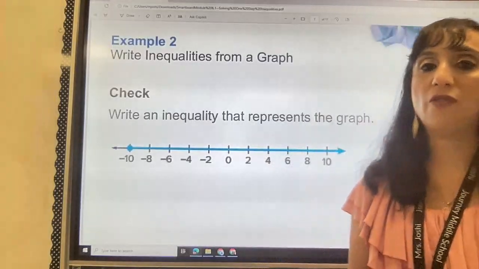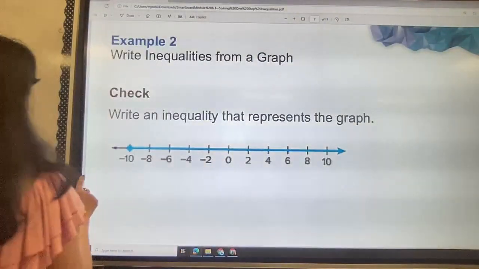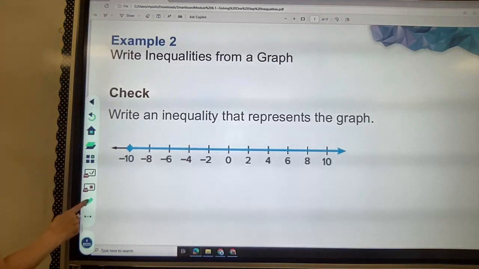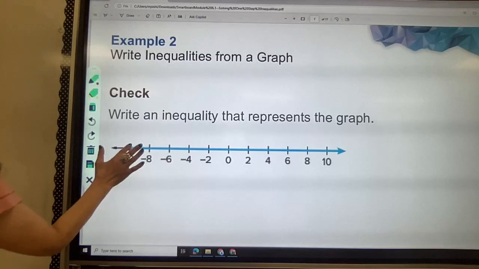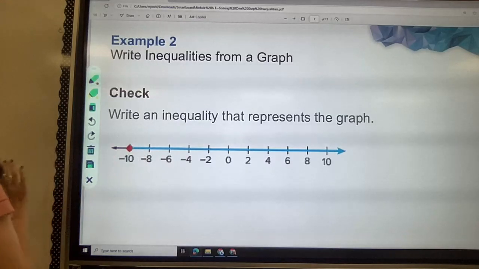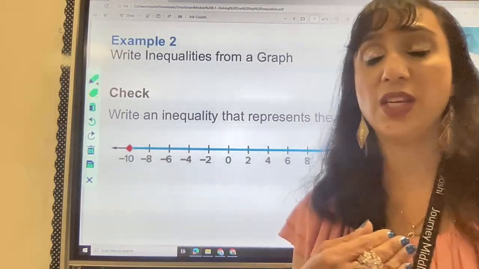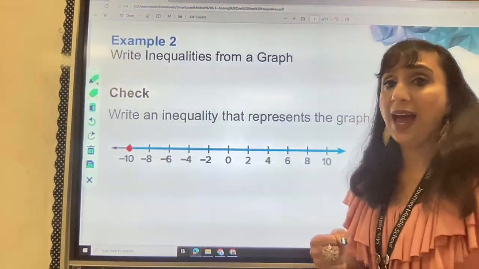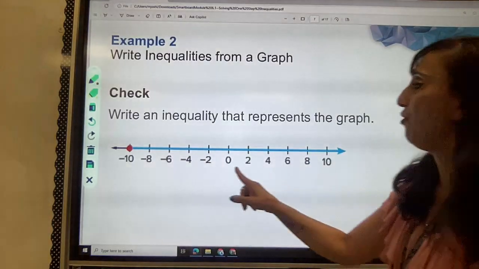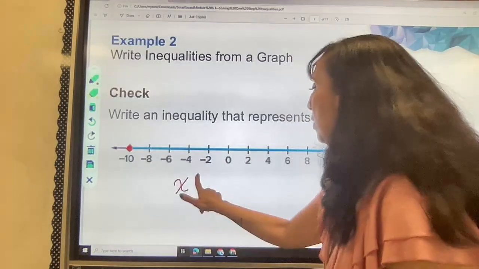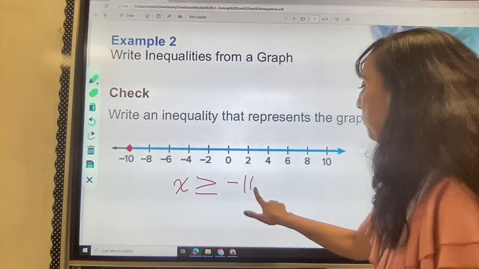Let's look at this problem. We are writing an inequality that represents the graph. So now we are looking at, first and foremost, where is my dot? And I can see that it is here, and this is a closed circle. Since it is a closed circle, that means -10 is also a solution to this inequality, and everything which is greater than that, because the graph is moving to the right. And so therefore, x is greater than or equal to, because it is a closed circle, -10.